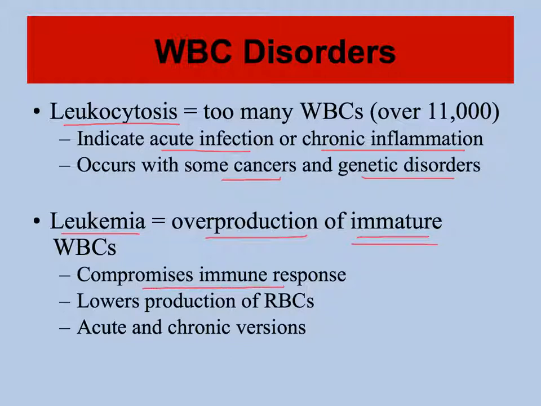They don't have those grown-up cells able to fight off the pathogen. And because there's an overproduction, they end up lowering the production of red blood cells because they're taking up all the room in the circulatory system. There are acute versions of leukemia, which come on fast and can end in the death of the person very quickly, as well as chronic versions, which come on slowly and maybe would never kill you.